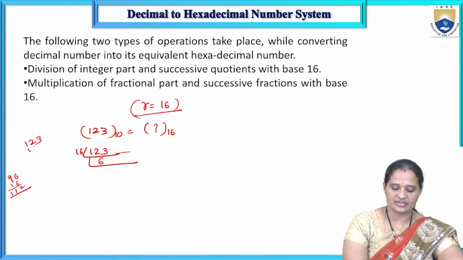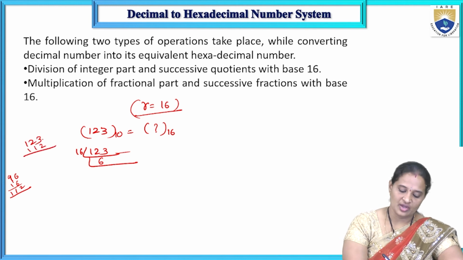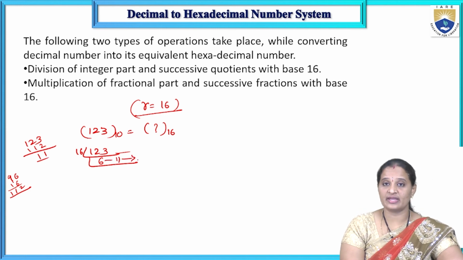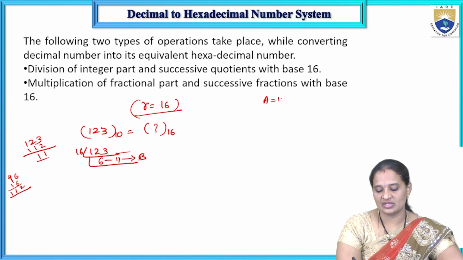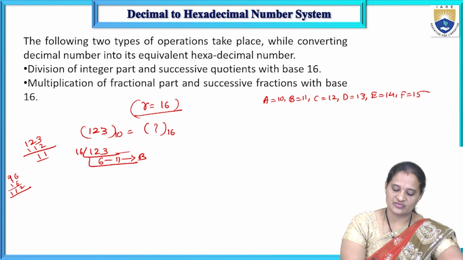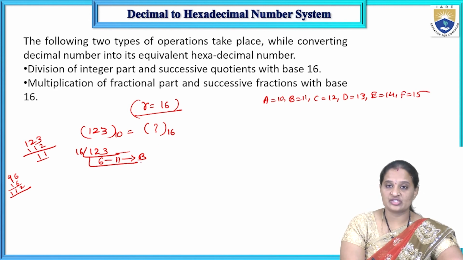16 sixes are 96... 16 sevens are 112. 123 minus 112, how much will I get? 11. So how can I represent this 11? I want hexadecimal. 11 is represented in the hexadecimal number system as B, where A is 10, B is 11, C is 12, D is 13, E is 14, F is 15. These things you have to keep in mind. As we have got the remainder as 11, I should represent it in hexadecimal form as B.